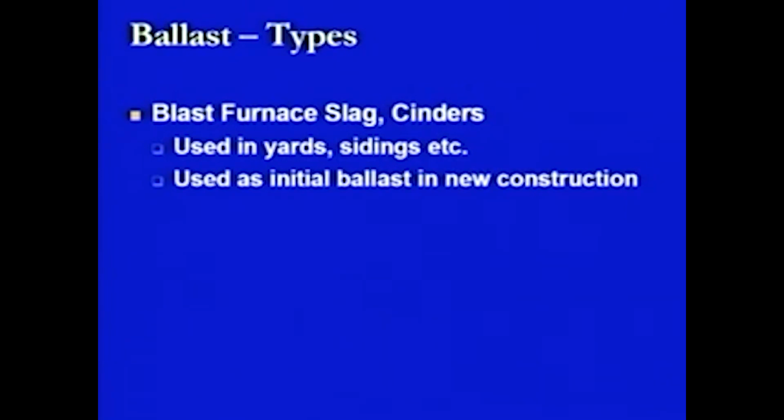In the case of long welded rails or continuous welded rails, the system has not stabilized so far. So in new construction, there are all chances of irregularities creeping in. In that condition, if we use a good type of material as ballast cushion, it may be a waste of material as well as money. So first we use this blast furnace slag in the new construction, and as soon as it stabilizes, it is replaced by a better quality material as ballast cushion.